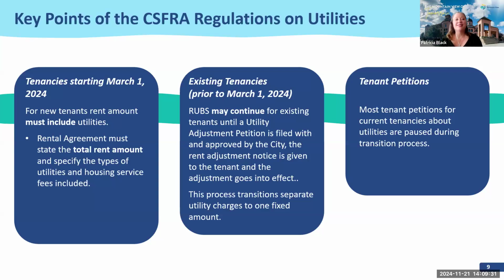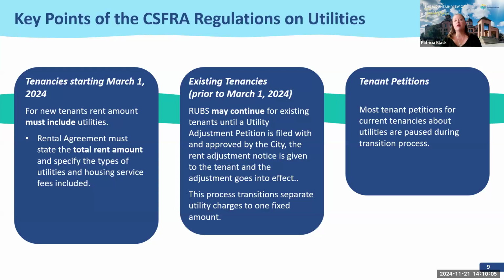The rental agreement must state the total rent amount and specify the types of utilities and housing service fees that are included. So for example, you have your lease. Under your lease, you would have physical space rent, $1,100. Utilities, $200. Parking fee, $50. Total rent equals $1,350.